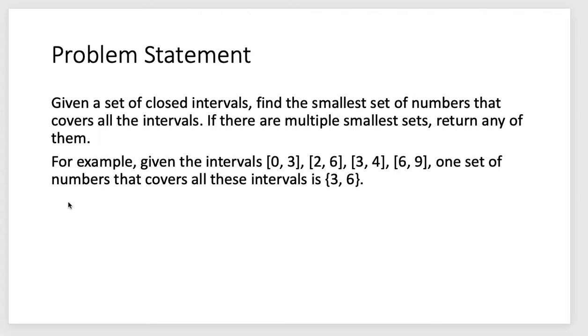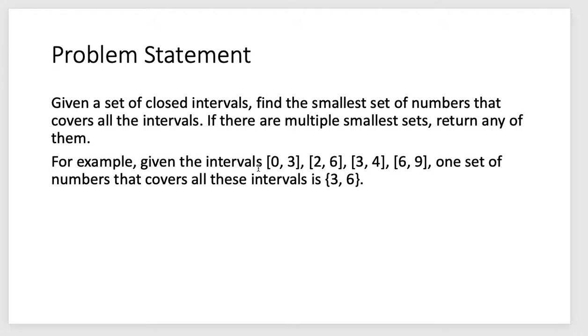The problem statement is you're given a set of closed intervals. Now you need to find the smallest set, or you can say a range of numbers, which covers all the intervals, right? So in our example, let's say we are given a set of four intervals: 0 comma 3, 2 comma 6, 3 comma 4, 6 comma 9.